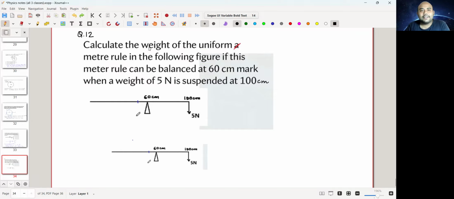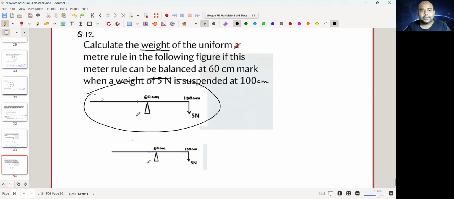So what we need to calculate? We need to calculate the weight of this uniform meter rule. Now, uniform meter rule is a 100 centimeter rule where the mass of it is uniformly distributed. Okay. The previous question that I uploaded, question 11, was also based on the same concept of uniform meter rule. So there I also discussed what a uniform meter rule is. Very easy. The word meter itself tells that the length is 1 meter or 100 centimeter.